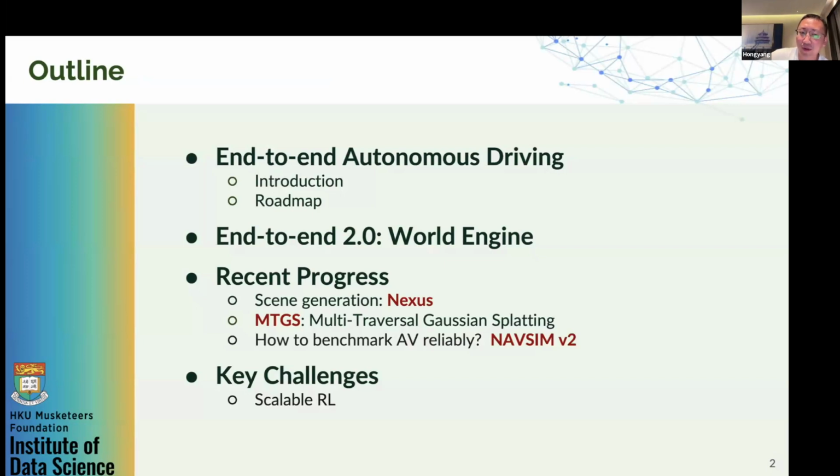My talk will also involve recent progress, including three recent works from our group: scene generation, multi-traversal Gaussian splatting for scene rendering, and how to fairly and reliably evaluate or benchmark autonomous vehicles. The last part deals with some key challenges in this field.